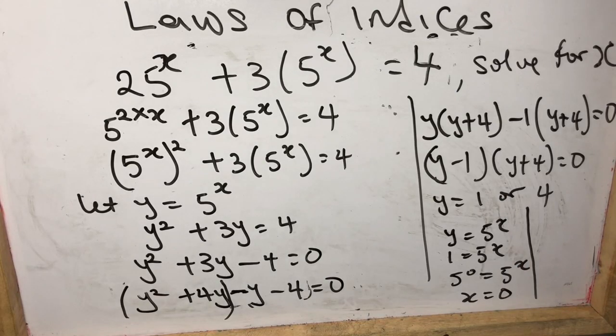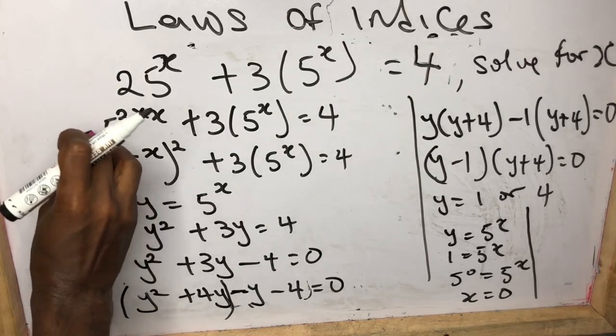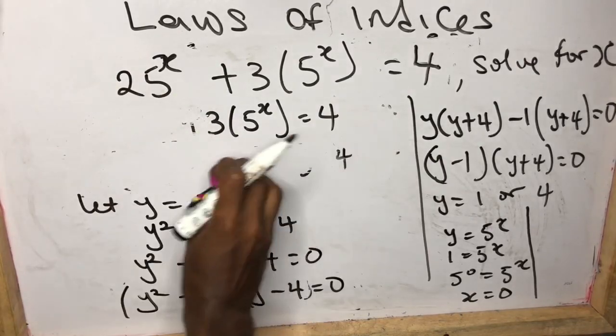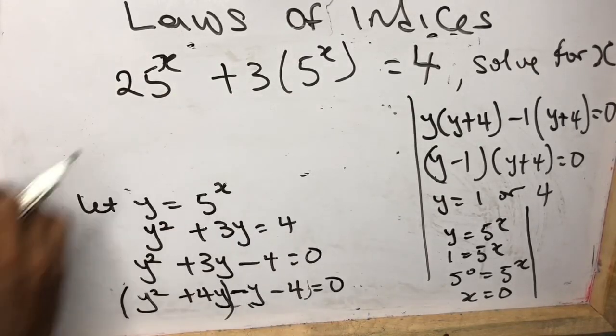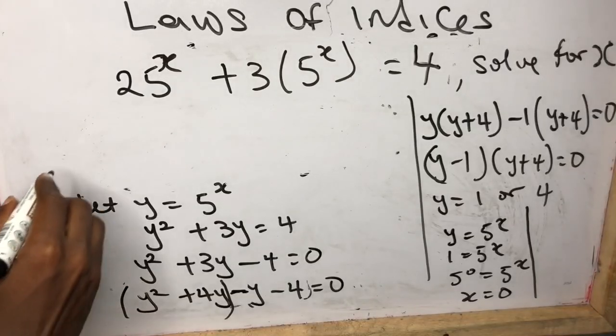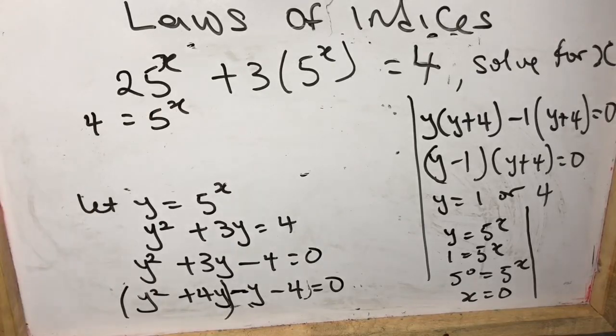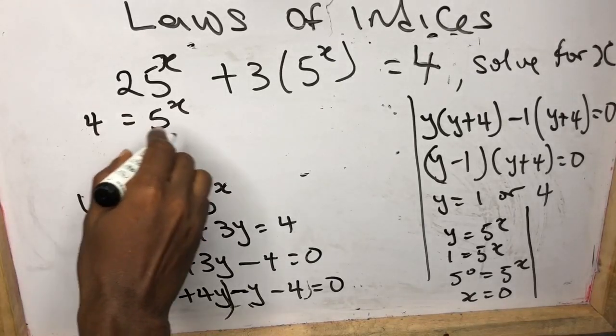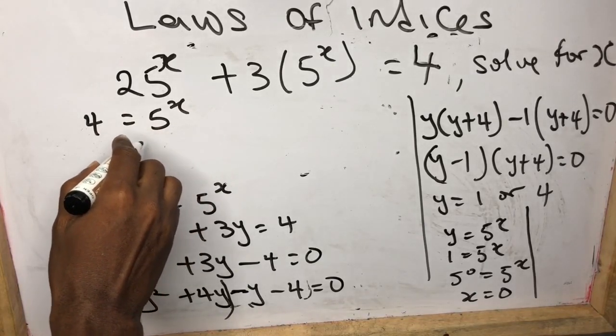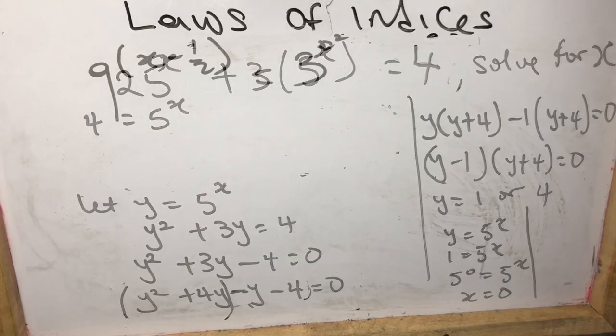Now, for the second one, which is y equals minus 4, sorry for the mistake I made there, it is y equals minus 4. So you can't equate it with 5 raised to the power x, because that one will not give us a whole number. And according to the options in the question, x is equal to 0.